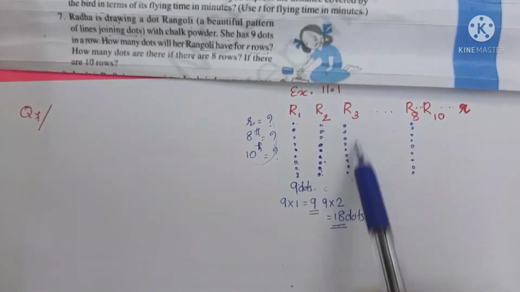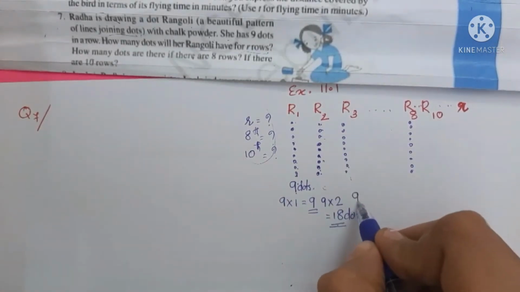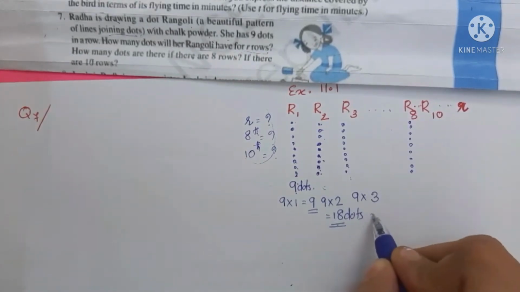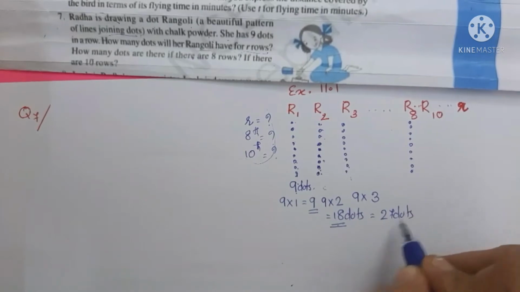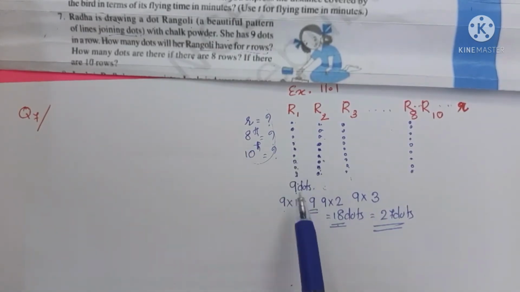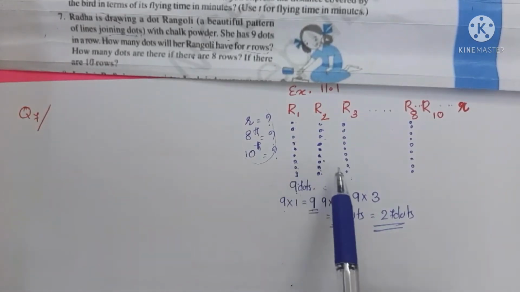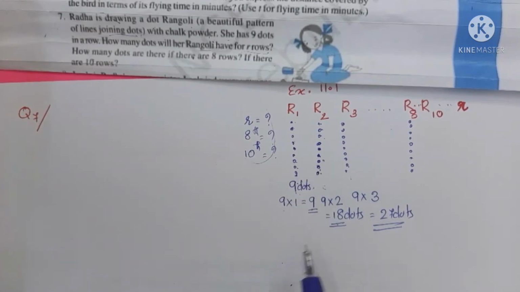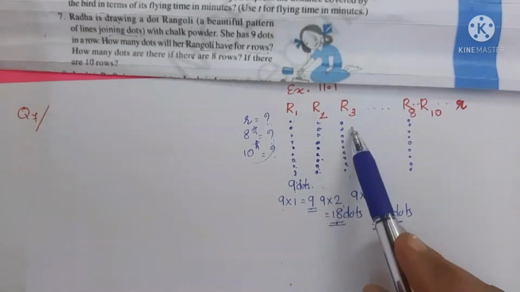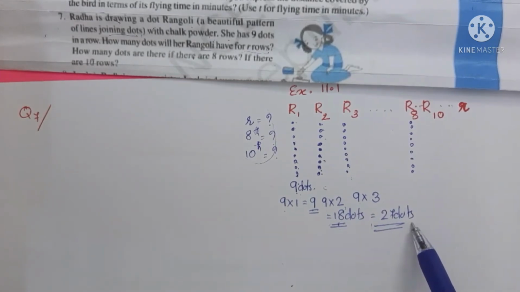Coming to the next row, R3. So, how can we solve? So, in R3, she made total 3 into 9, that is equal to 27 dots. Okay. How will we find it? You know, in one row, she made 9 dots. So, in R1 or the first row, she made total 9 dots. Right. So, in case of 2 rows, she made total 18 dots, 9 into 2. Okay. In R3, that is total 9 into 3, that is equal to 27 dots she made.